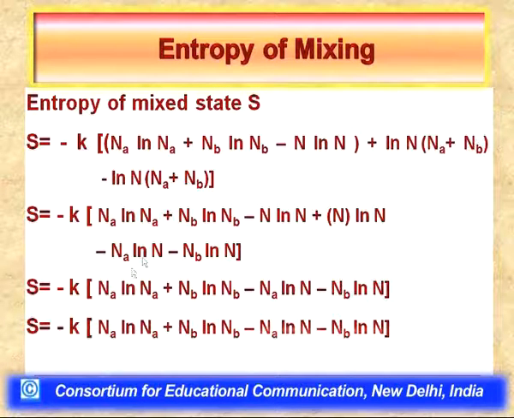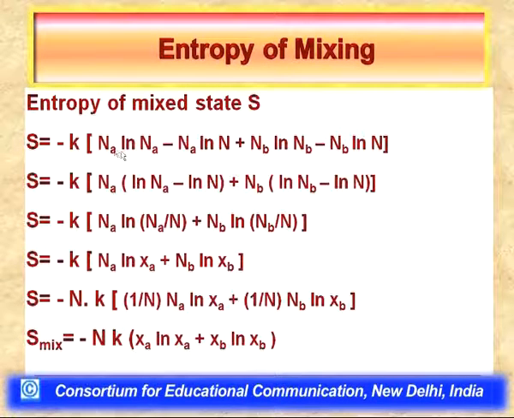Anyway, having said this, now what we can do is we can incorporate this in this equation. How? Na ln Na, same term we have written, Nb ln Nb, same term we have written. Next, minus Na ln N, this term we have written here, minus Nb ln N, this term we have written here. So basically what we end up with here is that now we have terms where both Na and Nb are common. So we can take Na common in the first term and third term and Nb common in the second term and fourth term.